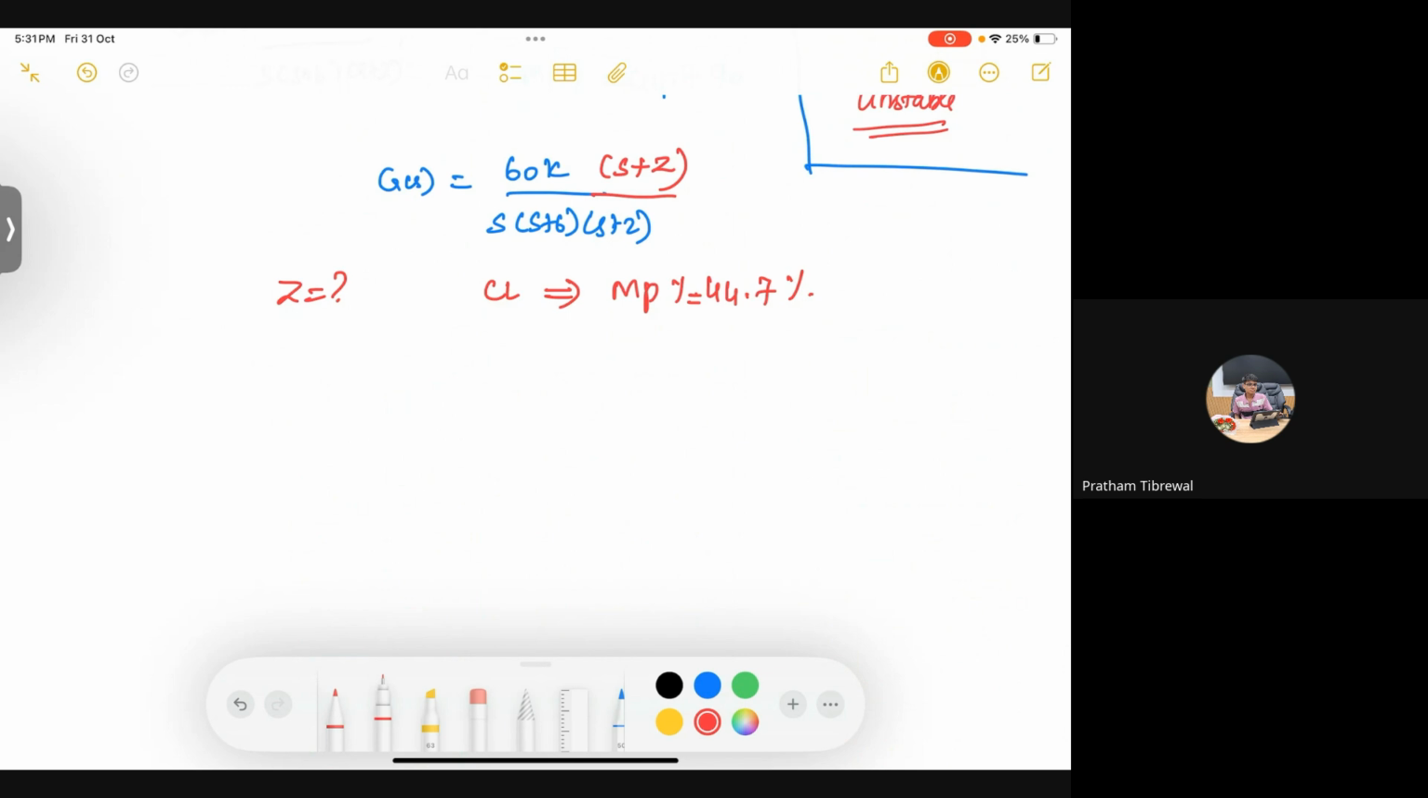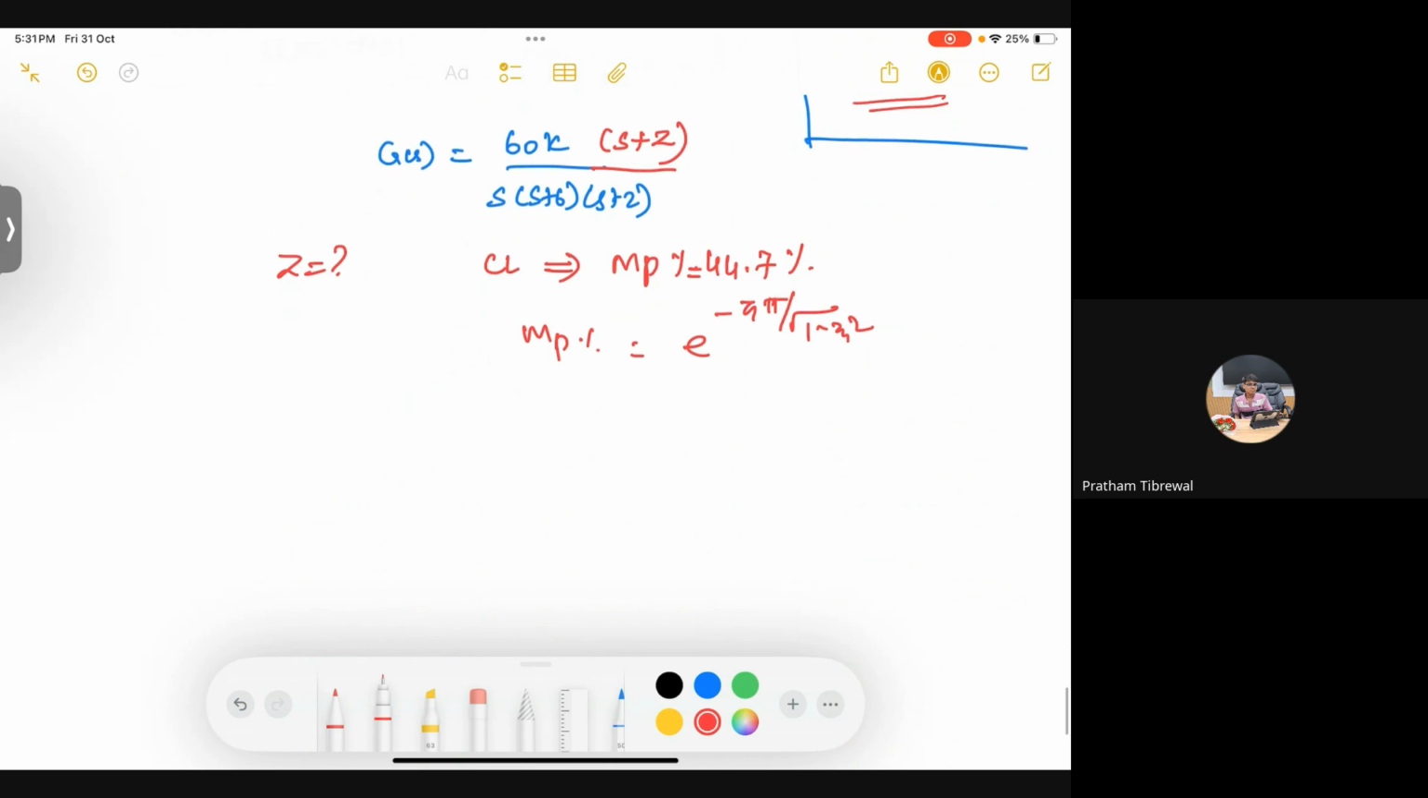First, write the equation for the peak overshoot: e power minus zeta pi by root of 1 minus zeta square. Try finding the values for this. So if we want this, this is a third order system, right? So it will be difficult for you to find by hand.